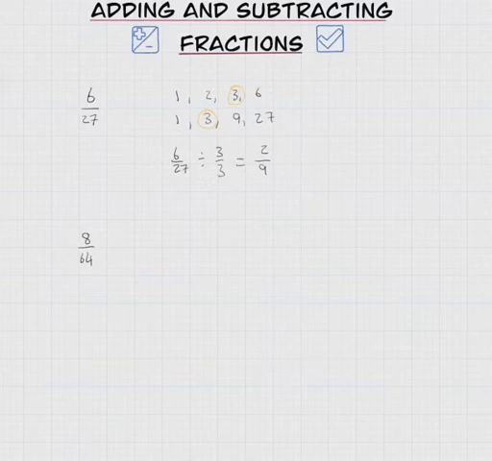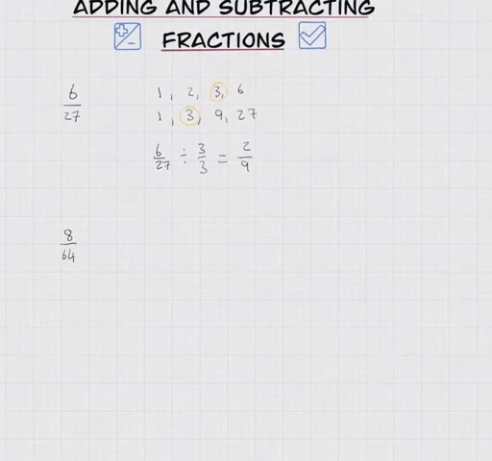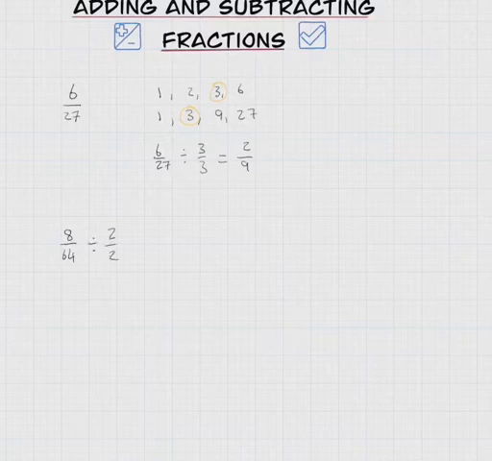If we try something else, 8/64, we might see a different result. Now, if I have 8/64, I can't remember my times tables all that well, but I know that 2 is a factor of 8 and 64 because they're both even numbers. So I can just divide by 2 over 2. 8 divided by 2 is 4. 64 divided by 2 is 32. And I get 4 out of 32.